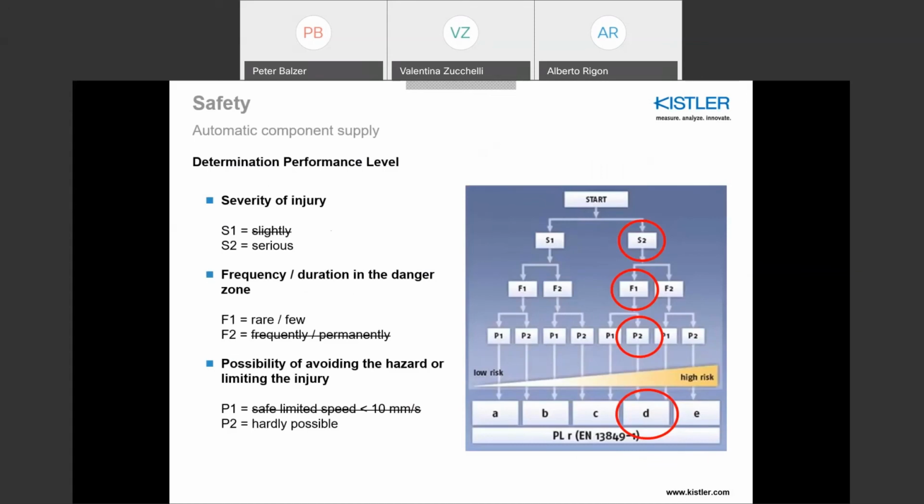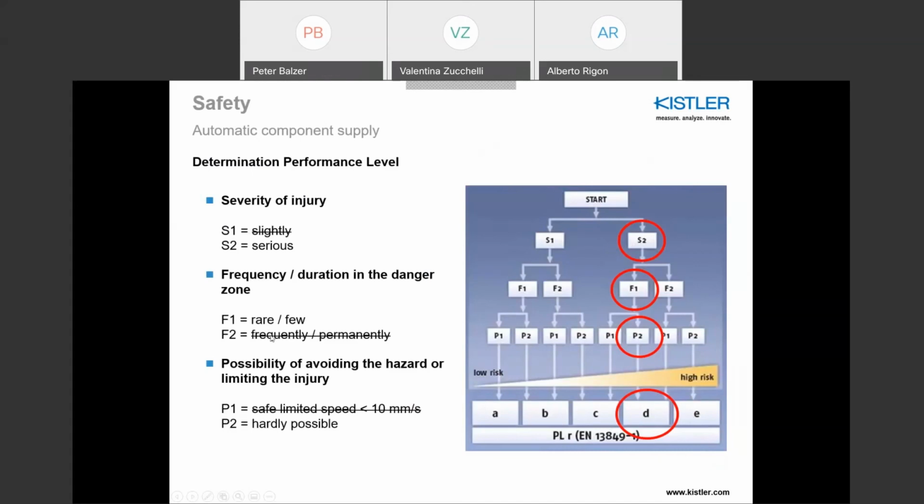So now let's imagine a machine with the automatic component supply. First of all, that's explained quite easily. Here we have the PLR, meaning performance level required. So the first step is severity of injury. Is it slight or serious? With a joining system, even with low forces, you can always have some serious injuries. That's why we are always starting here.